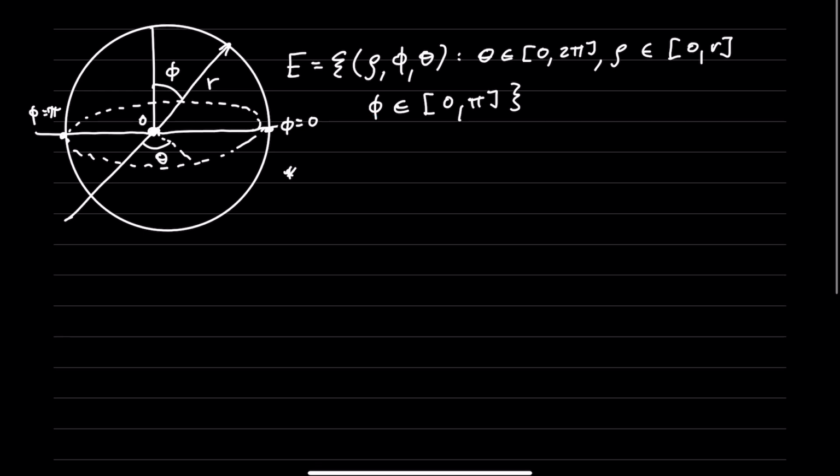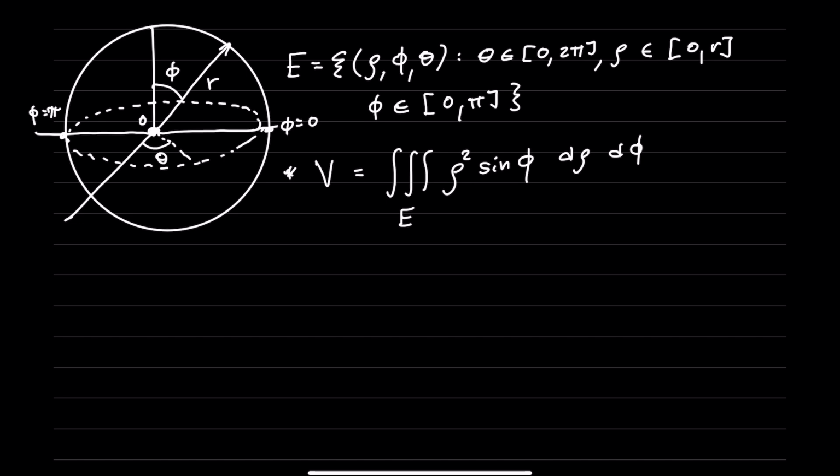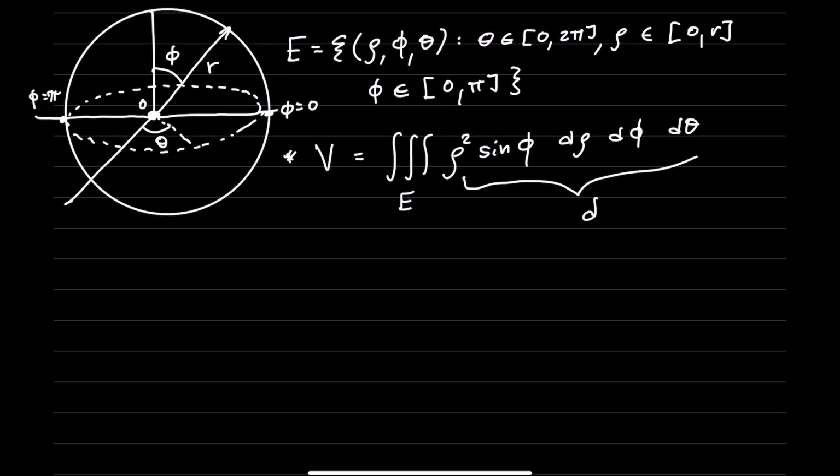So we'll have to recall that the volume in spherical coordinates is the triple integral over E of rho squared sine phi d rho d phi d theta. And this piece here is referred to as dV, and all it is, if I could draw it here, is just a small chunk of the sphere. And so now from here we could integrate over a region.